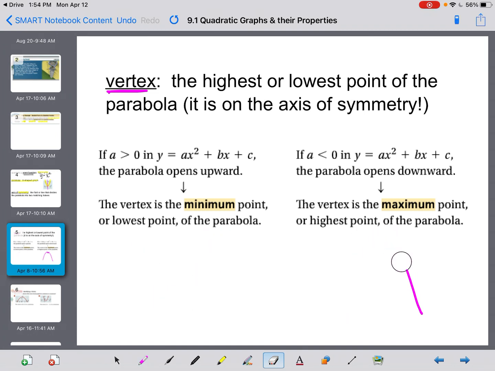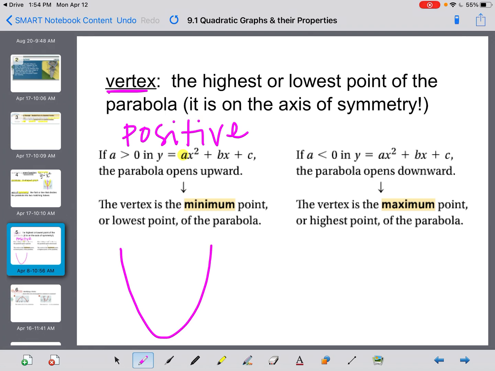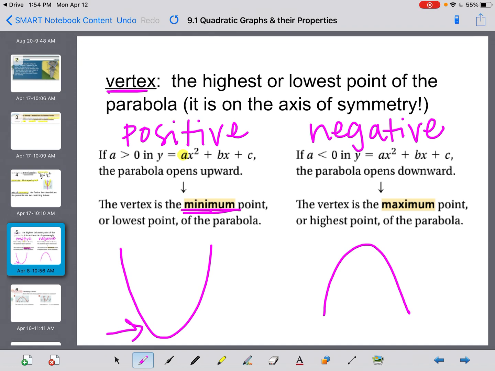Now, to know if you're going to have a minimum or a maximum, you look at this a value. A positive number, or a number higher than 0, will give you a minimum, meaning that it will open upward, so your vertex will be down at the bottom, the lowest point, minimum. If you have a negative a value, that means that your parabola is going to open downward and you will have a maximum, so the vertex will be at the top, the highest point.